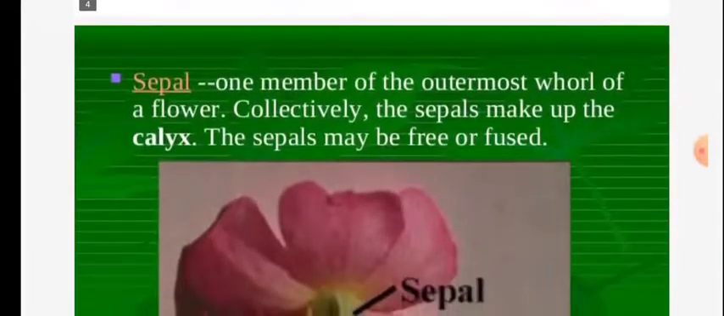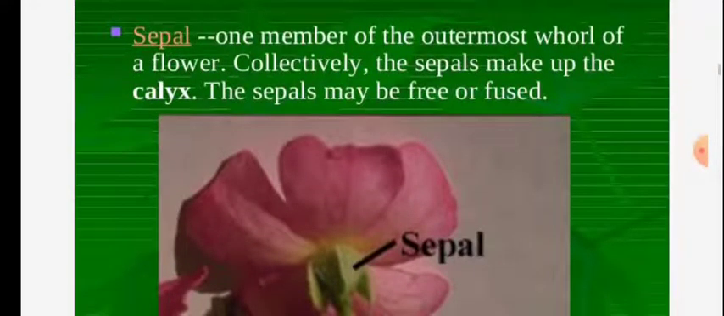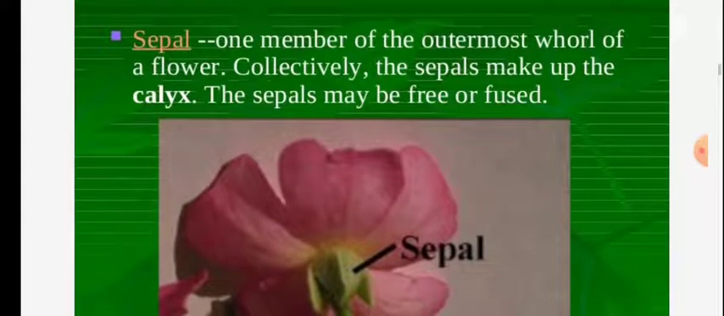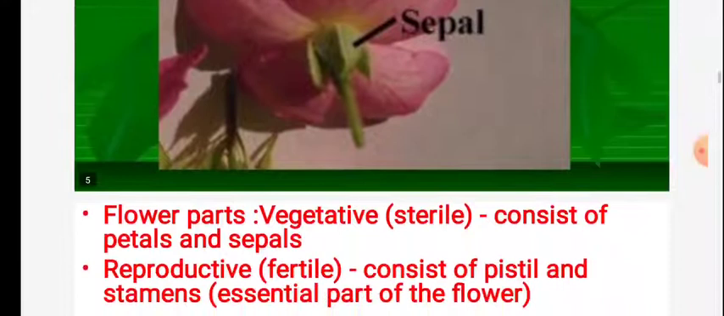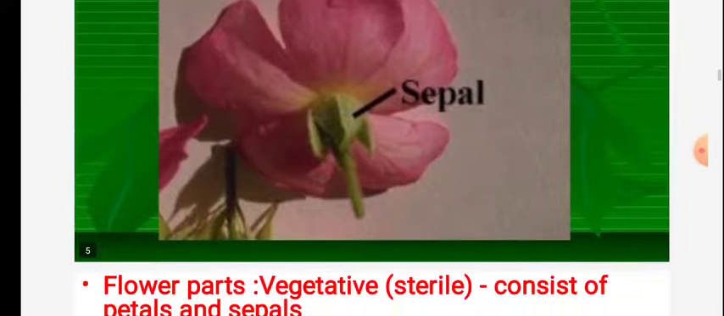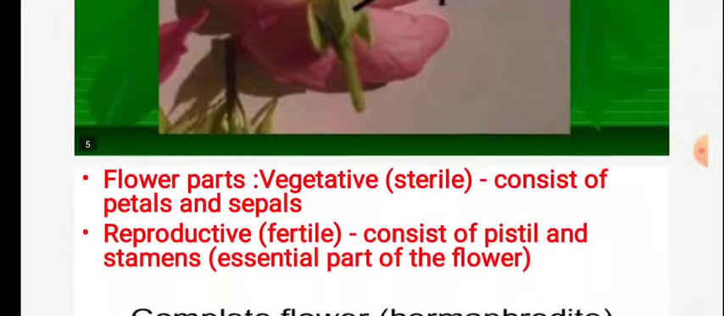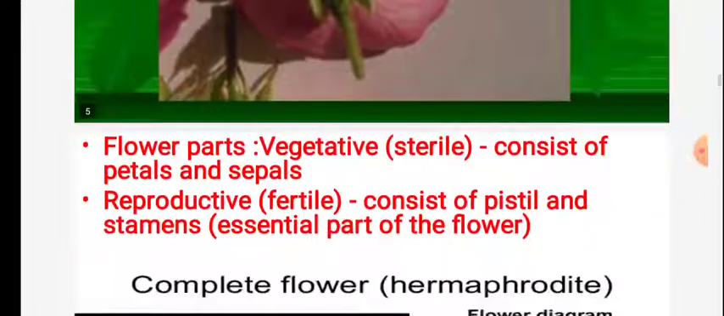Then the outermost whorl of the flower is called the sepals, and these sepals make up the calyx. The sepals may be free or fused. See the position of the sepals here. Generally they are green in nature and they are sterile parts. As they are outermost, they protect the inside petals and all other reproductive structures. This is a good photograph showing the position of the sepals.